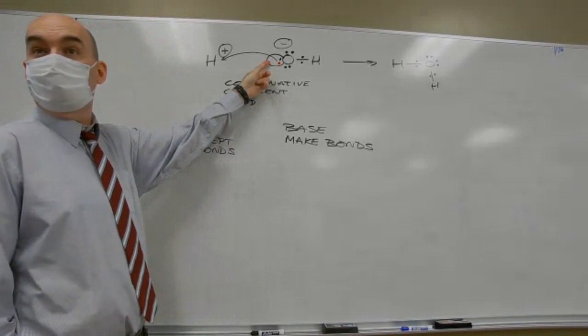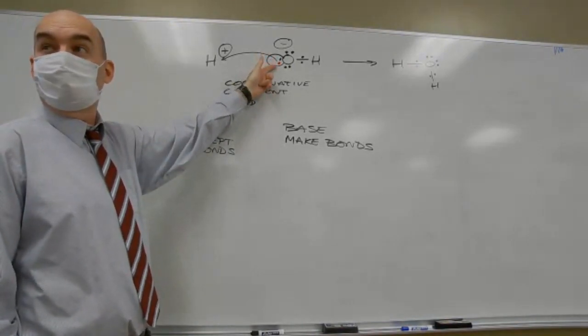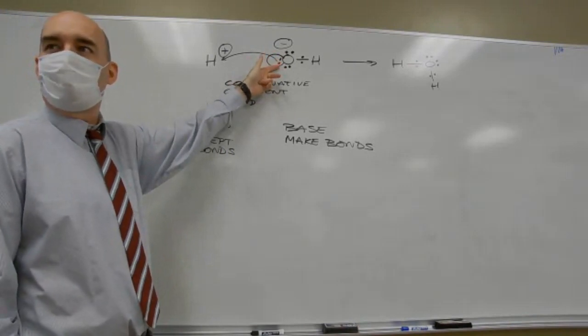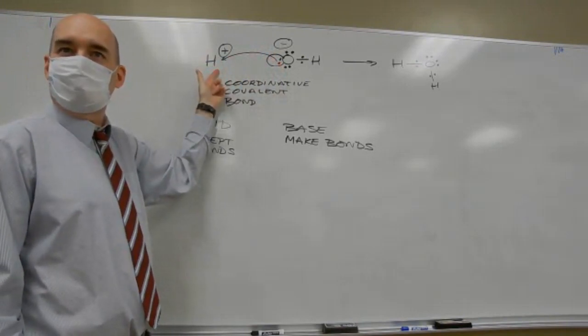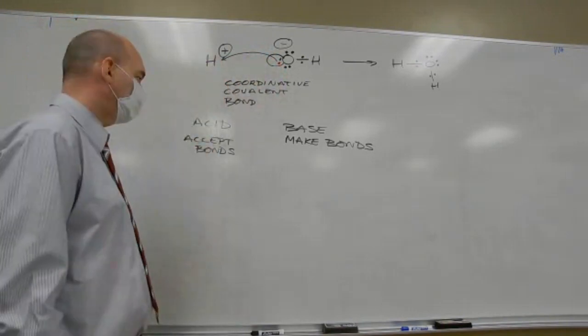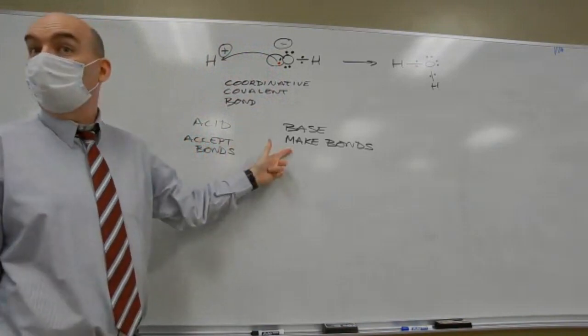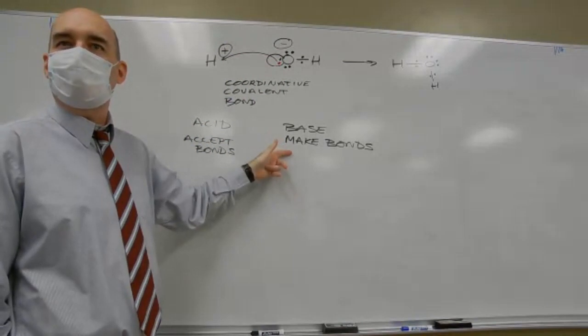There's your electron pair. The lone pair of electrons that the textbook in general chemistry foolishly wanted to call non-bonding is the thing that makes the bond between molecules. Okay, so the acid accepts a pair of electrons. The base has a pair of electrons to give.